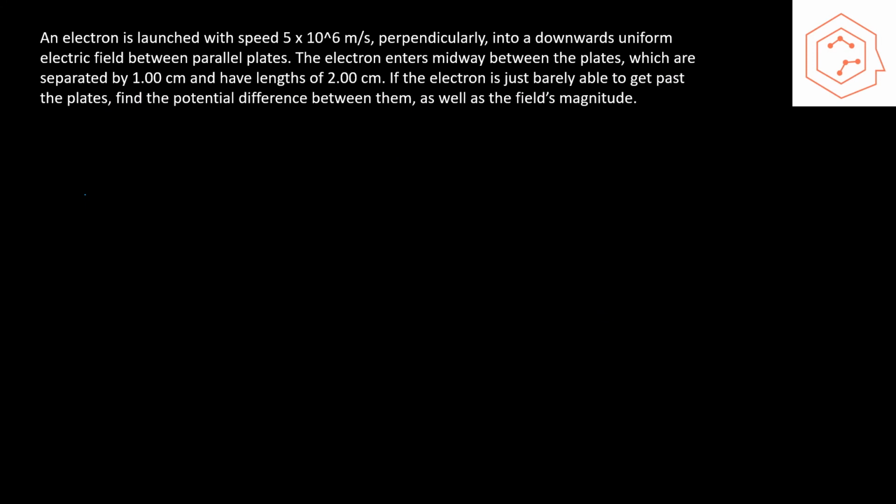Alright, for our second problem, we have an electron that's launched with initial speed 5 times 10 to the 6 meters per second, perpendicularly into a downwards uniform electric field between 2 parallel plates. The electron enters midway between the plates, which are separated by 1 centimeter and have lengths of 2 centimeters. If the electron is just barely able to get past, we want to find the potential difference between the plates as well as the field's magnitude.